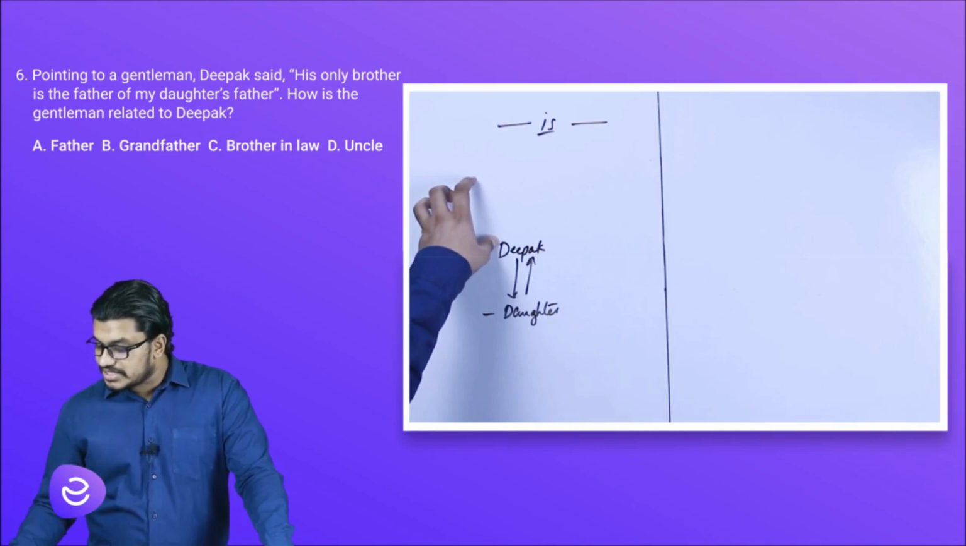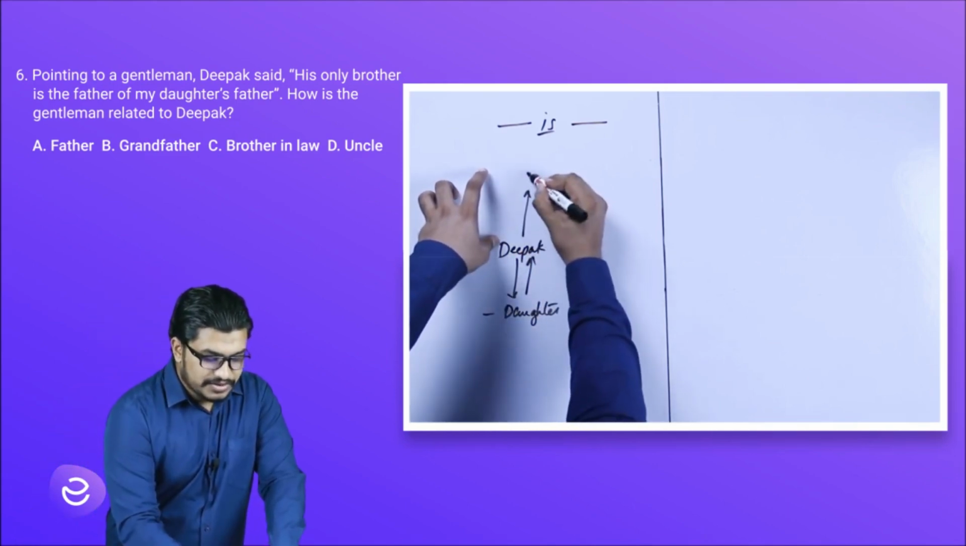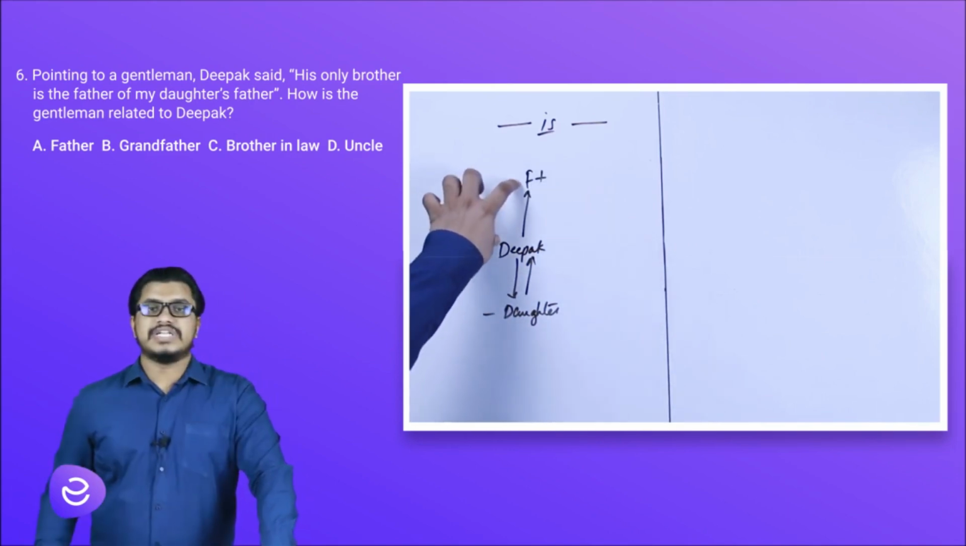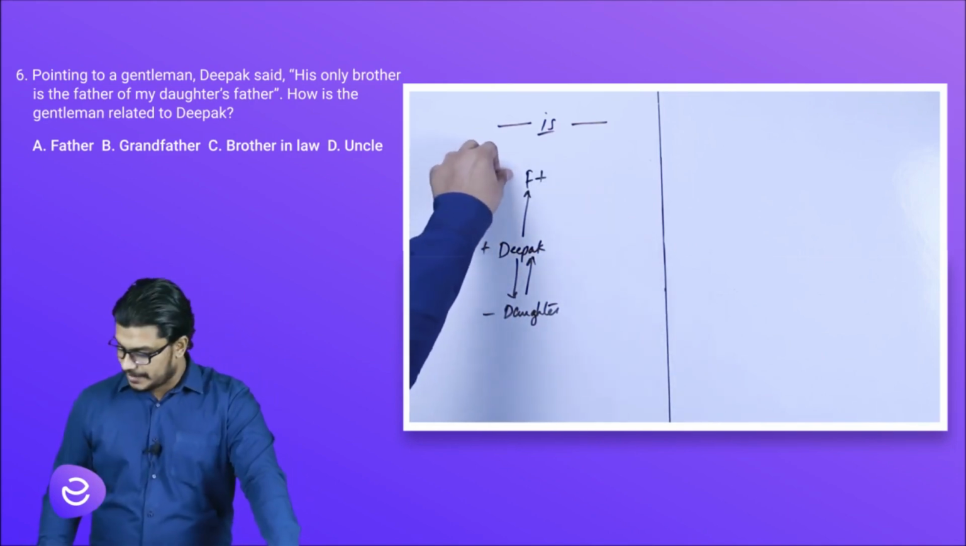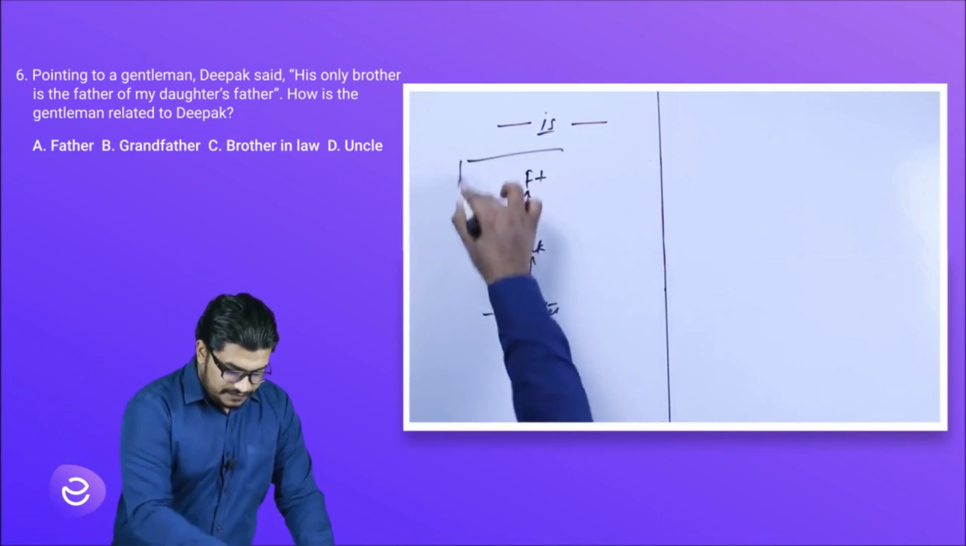Now the next relationship is father. So right now we are here, and we go one generation upwards. We'll draw father here. Now comes the word "is". So this is our first diagram.